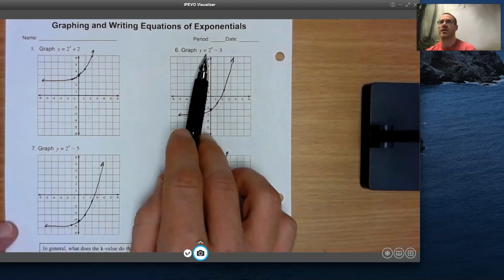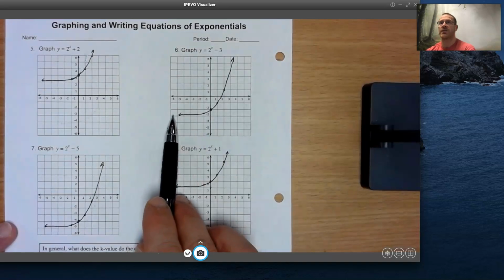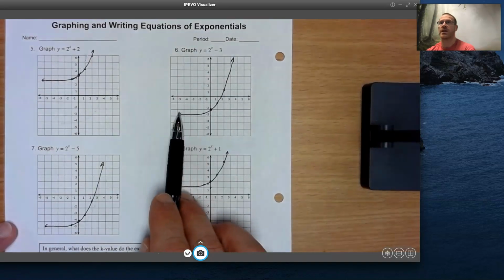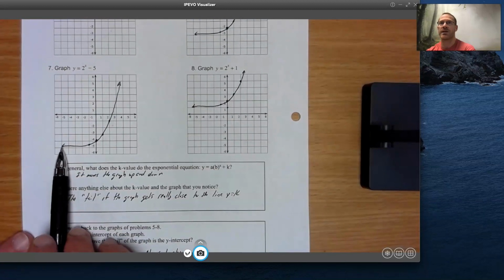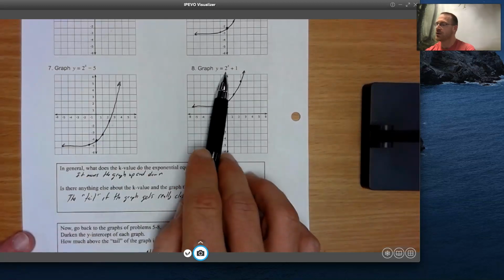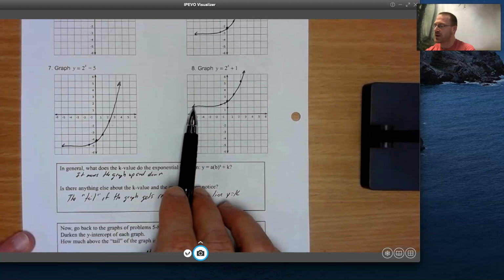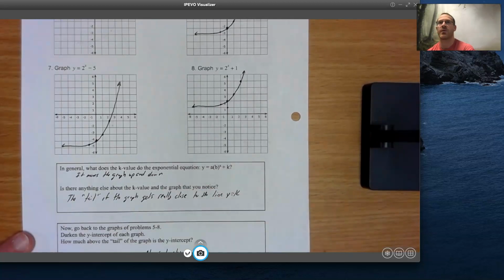Okay, y equals 2 to the x minus 1. Once again, it's greater than 1. It's going uphill. But notice now the tail is really close to -3. 2 to the x minus 5, going uphill, and once again that tail is really close to -5. All right, 2 to the x plus 1, going uphill, and that tail is really, really close to positive 1.